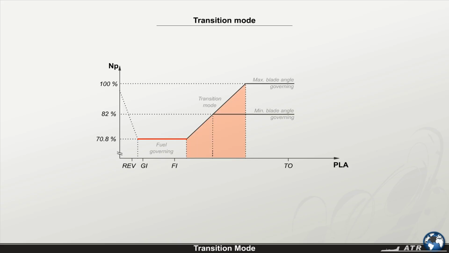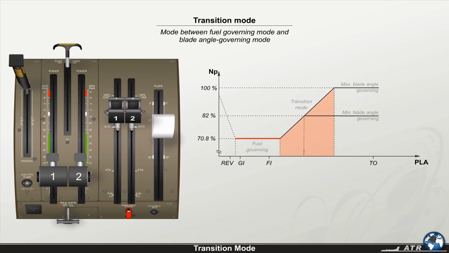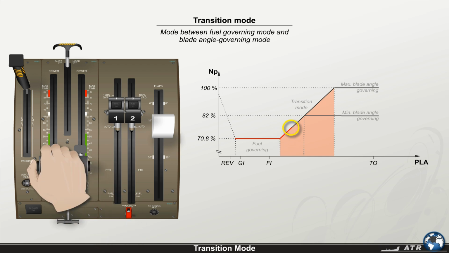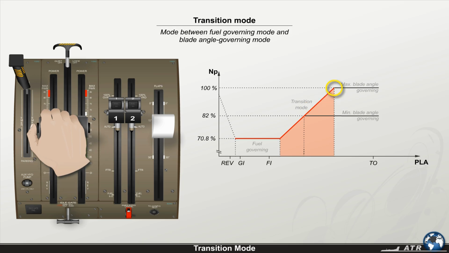Transition mode. This is the mode between the fuel governing mode and the blade angle governing mode. It only applies on ground or in flight at low power and low speed. The NP speed is comprised between 70.8% and 82% NP, or 100% NP depending on the power management selection.